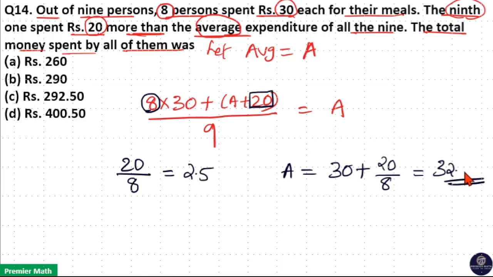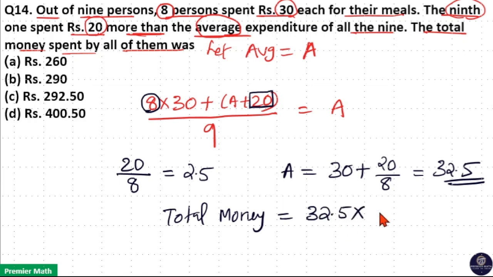32.5. This is equal to average. Then total money spent is equal to average expenditure into total number of people, 9, which is equal to 9 into 30, 270. 9 into 2.5.